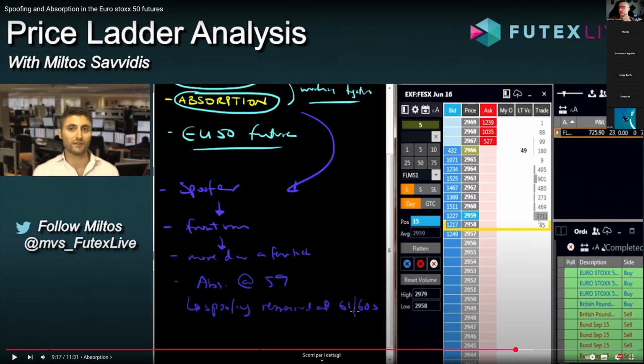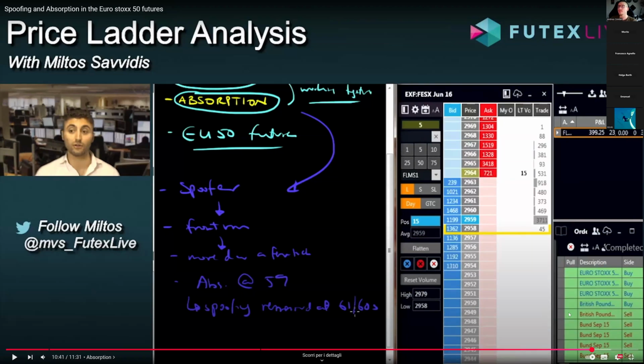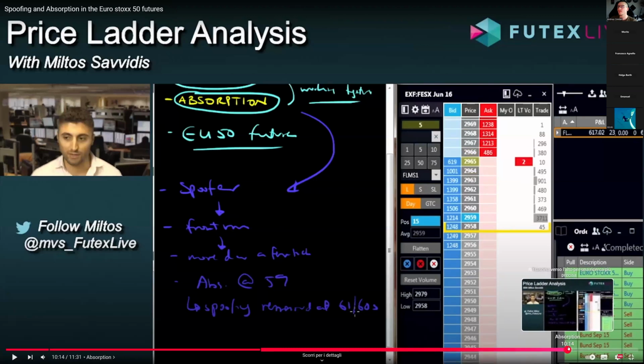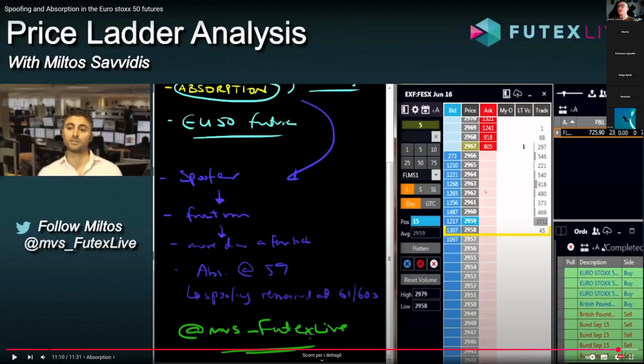A couple of minutes later, he's bought 3,700 contracts of Euro stocks, and the price has moved almost 10 ticks. Sorry, almost 10 points. Let's see where we get. Yes, almost 10.